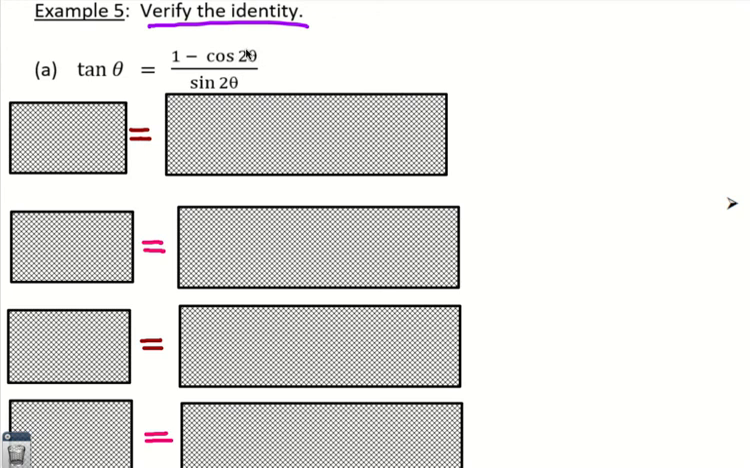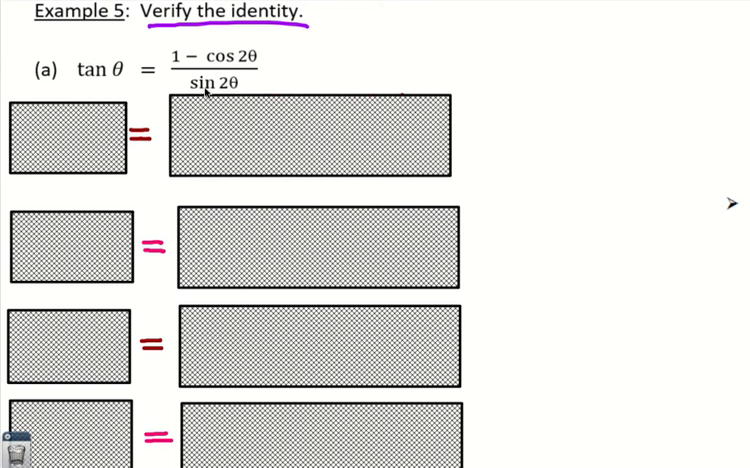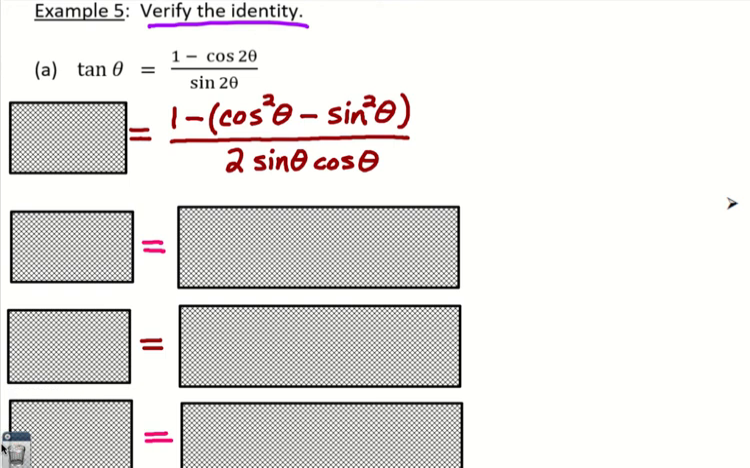So I hope this sticks out like a sore thumb. And look at this. Also this, the sine of 2 theta. We should probably replace that weird thing with what it equals in the formulas.